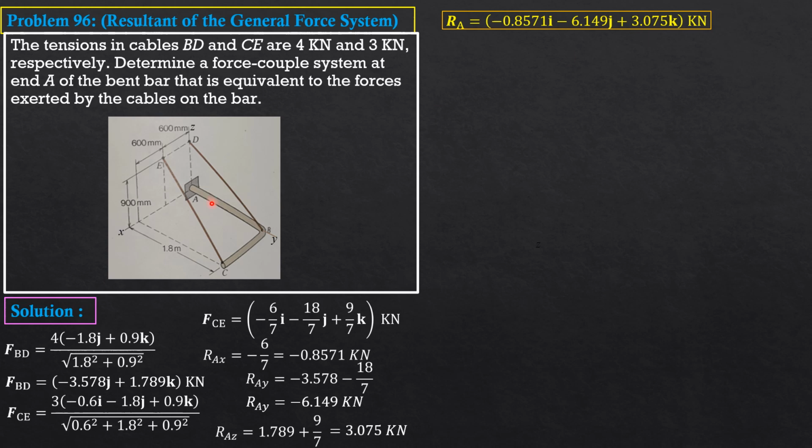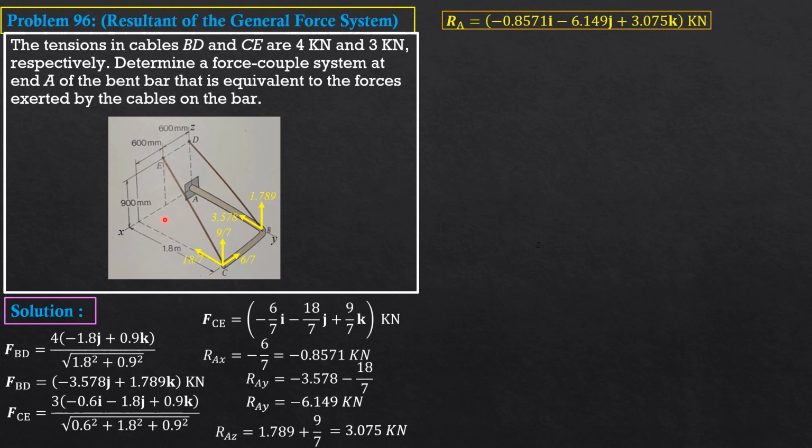The couple, so we have to apply the components at B and C respectively. At B, we have to the left 3.578 and upward 1.789. At C, we have 6 over 7 backward, 18 over 7 leftward, and 9 over 7 upward.